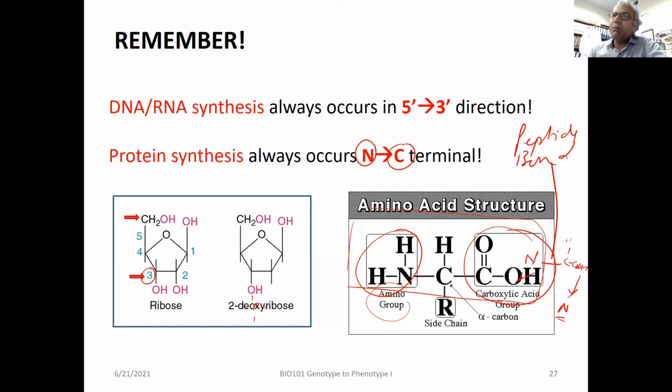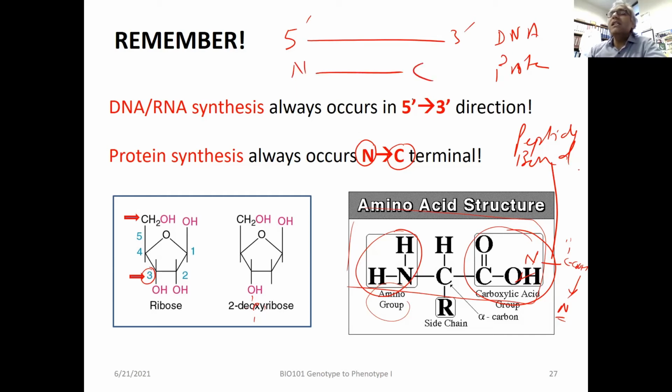So this peptide bond is between the carboxyl group of one amino acid and the amino group of the next amino acid. That's why in case of DNA, we have 5' to 3' end. In case of protein, we say N terminus to C terminus, or amino to carboxyl terminus.